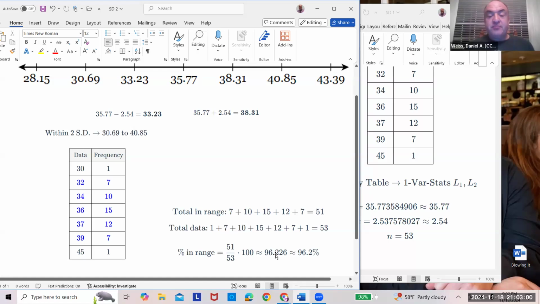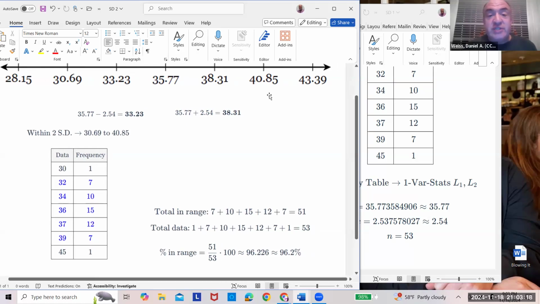Okay. Some of your questions will just say how much data is there? And your answer would just be 51. Because you would add these numbers in blue and you're done. 51 would be the amount of data within 2 standard deviations. Some questions will ask within 1 standard deviation. If you want to know within 1 standard deviation, then you would just go from 33.23 to 38.31 and add those numbers together. If it asks for a percent, you would take that number and divide by the total. In this case, 53 total is your N. Okay, that's how you're going to do these problems.